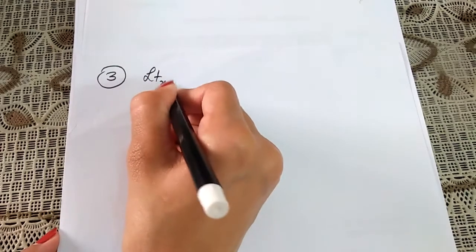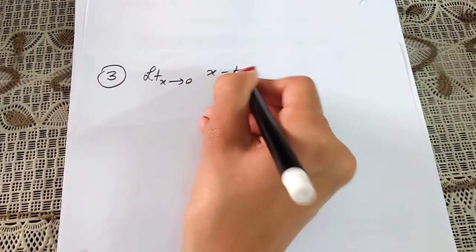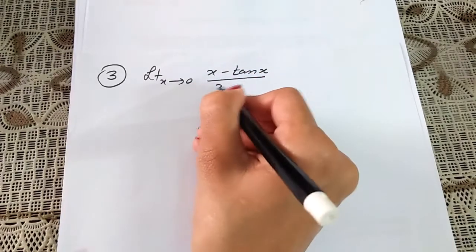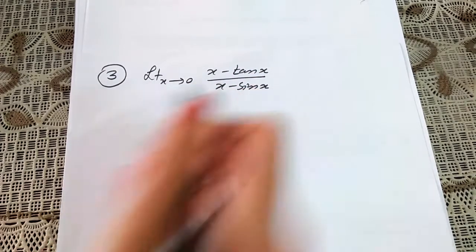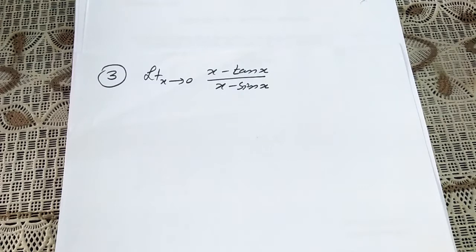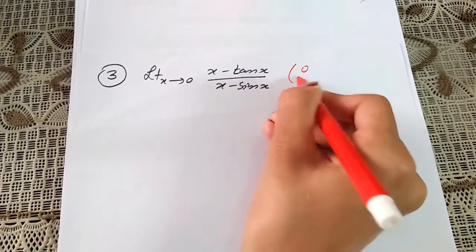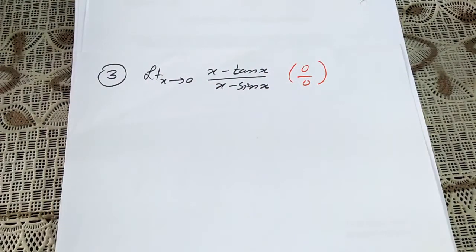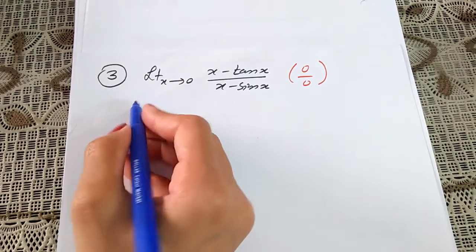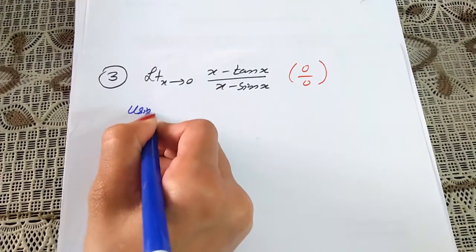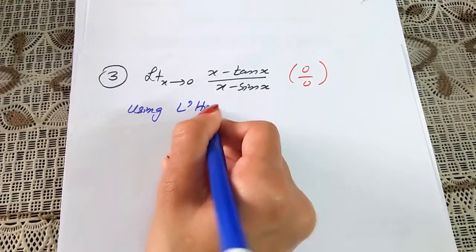Question number 3 says, limit x approaches to 0, x minus tan of x over x minus sine of x. If we put 0 in this function, we will again get 0 by 0 form. So we will use the L'Hopital rule and we will differentiate the numerator separately and denominator separately using L'Hopital rule.